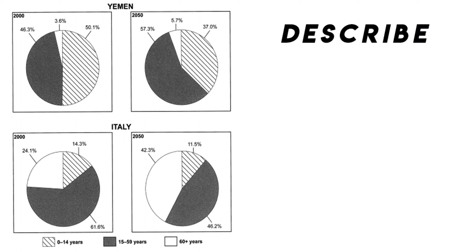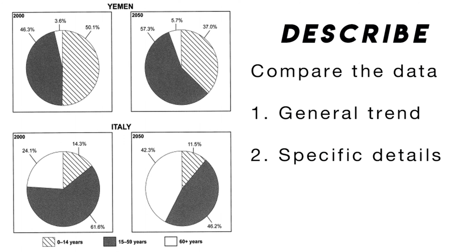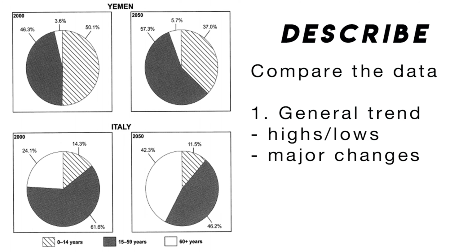Next, we need to describe the data. You will need to first state a general trend and then give specific details. The general trend is going to go in your introduction. Typically, you find the most obvious thing about the chart, table, or graph. What is the highest or lowest number? Or is there any major change?